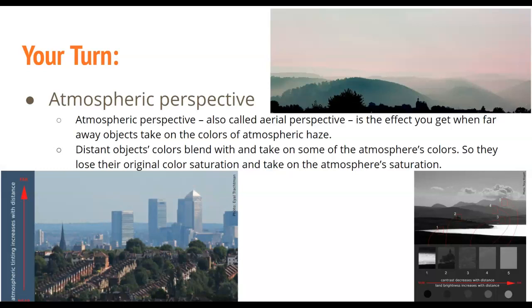So distant objects, their colors begin to blend with and take on some of the atmosphere's colors. They lose their original color saturation and take on the atmosphere. So if you look at this picture, we've got the foreground here, middle ground, and background, and you see the further away we go, we lose some of the colors to atmospheric haze. You can kind of see that here as we go further into the background and we see these buildings begin to kind of blur in with the surrounding colors.